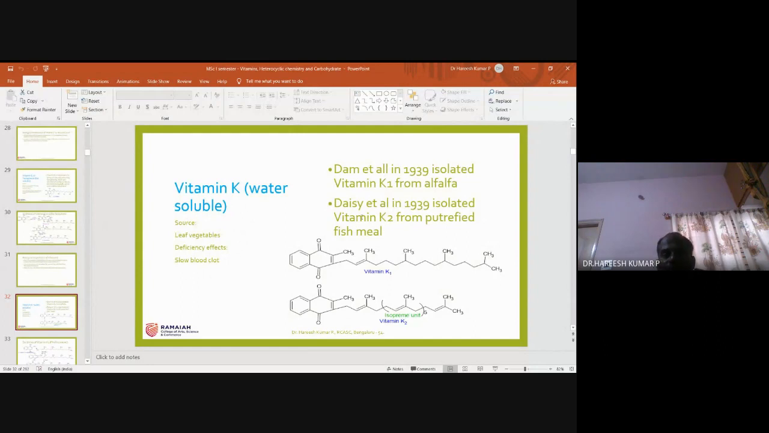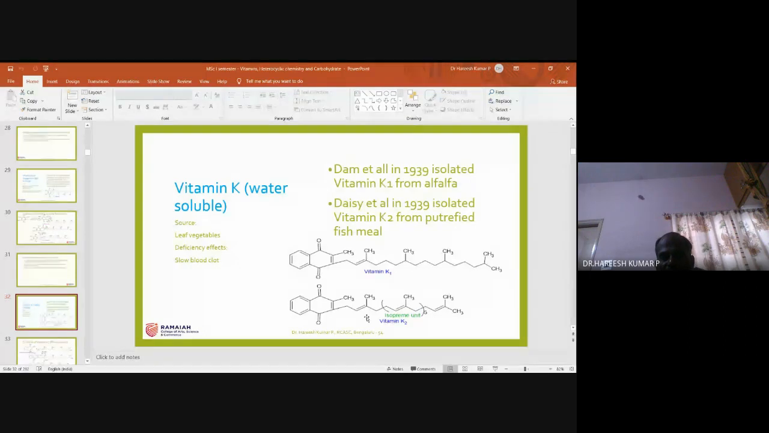Then here vitamin K means K1 and K2. Vitamin K1 was isolated by a scientist group called Dam et al. in 1933, and it is isolated from alfalfa. And Doisy et al., in the same year, 1939, isolated vitamin K2, and it is isolated from putrefied fish meal. This is the structure of vitamin K1, and this is the structure of vitamin K2.